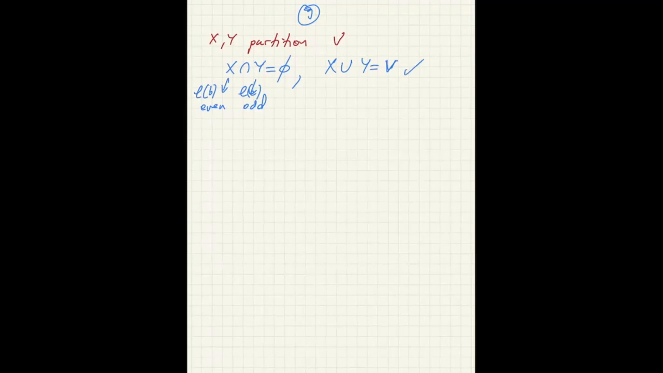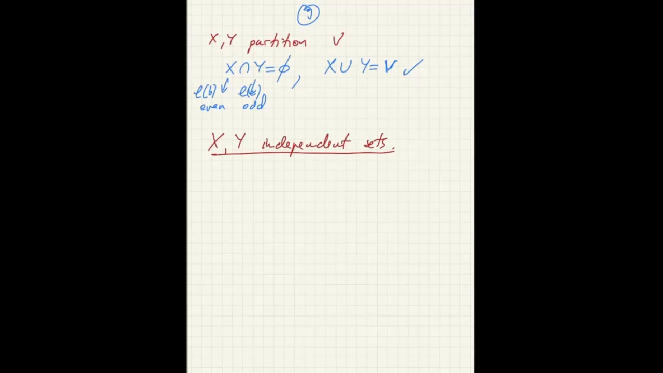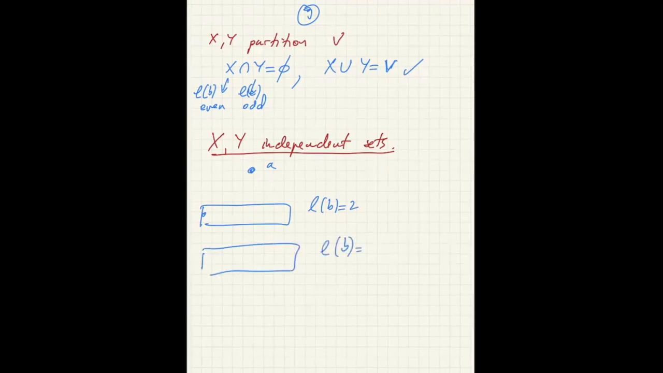So that's easy. The trickier part is that X and Y are independent sets. And this follows from the following. So I'll just quickly go through it. Let's just show that X is an independent set. So in X we have A, and we have these vertices with L(B) equals 2, and L(B) equals 4, and L(B) equals 6, and so on.